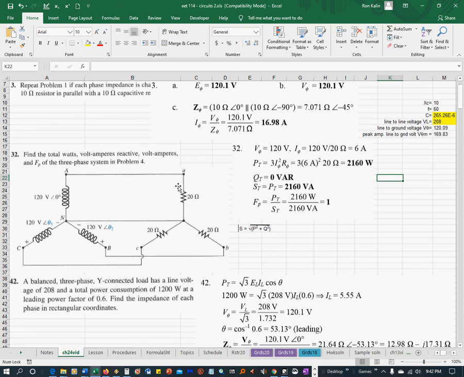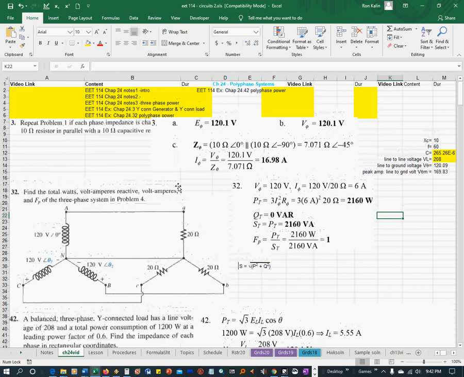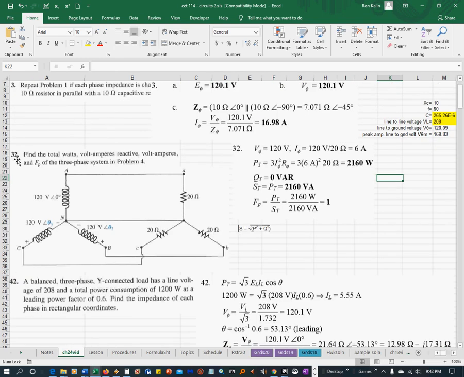Chapter 24, polyphase systems, problem number 32. Again, we have a Y-connected generator to a Y-connected load, and it says find the total watts, volt amperes reactive, volt amperes, and FP of the three-phase system.